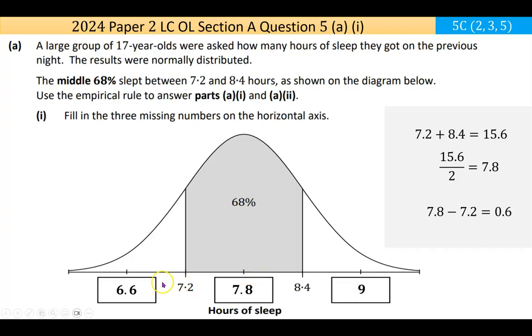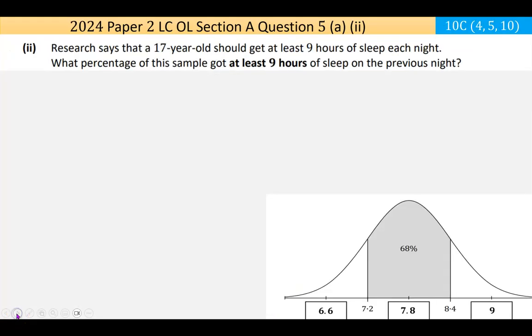If I go 0.6 lower than 7.2, so 7.2 take away 0.6, I get 6.6. On the other extreme, if I get 8.4 plus 0.6, I get 9. And there's my 3 numbers. So hopefully that makes sense now. I always find that kind of tricky. We'll see as we go through, maybe more help in getting that done.